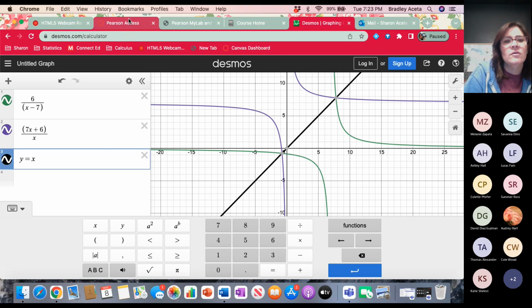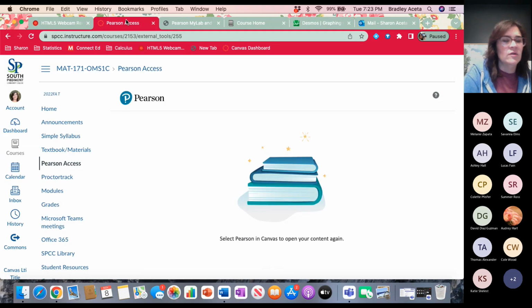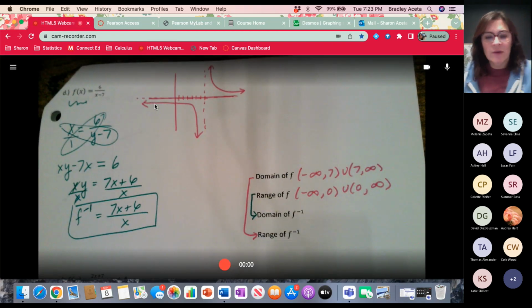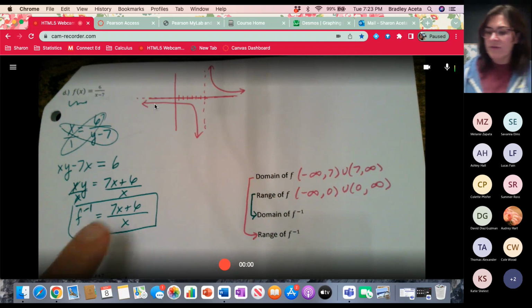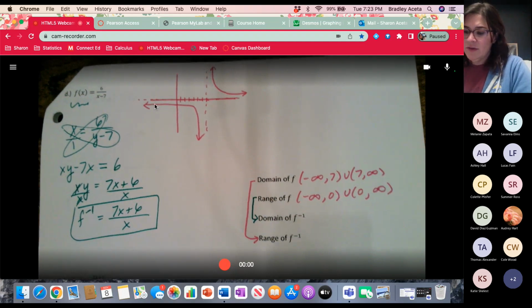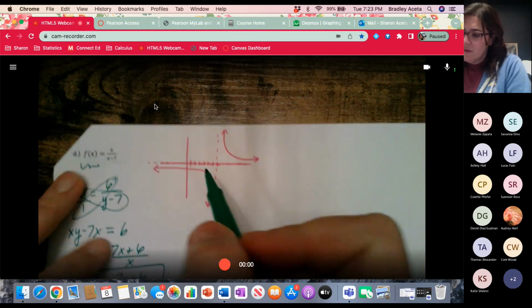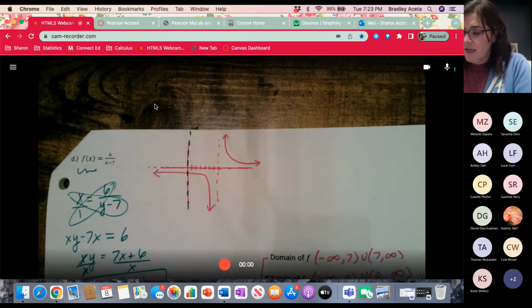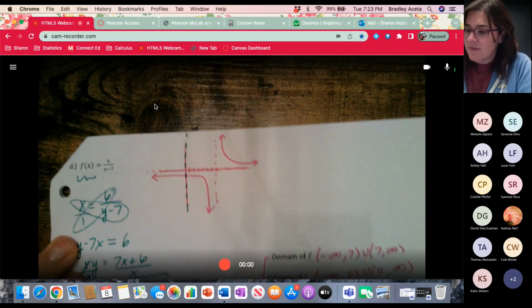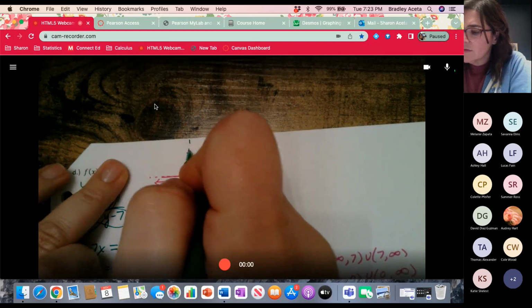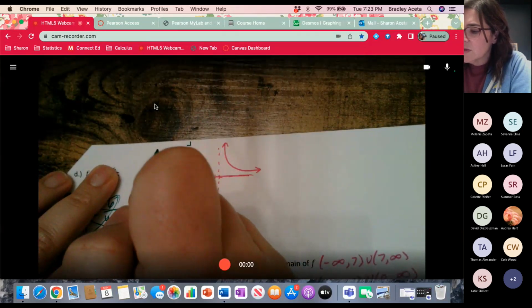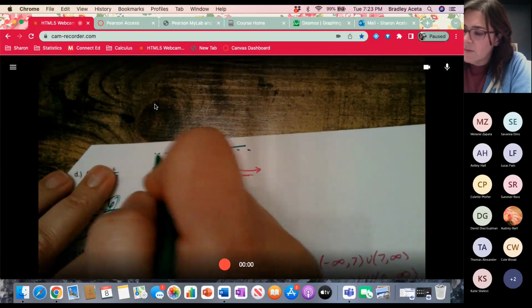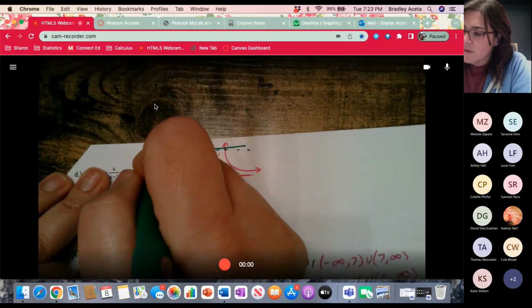So let me show you what I have again. Let me kind of draw it out for you. Okay, so on this new graph that I have, I now have a vertical asymptote at 0. And I had a horizontal asymptote at 7. 3, 4, 5, 6, 7. Oh, I'm way off the page. And then my hook was here, and my other hook was here.